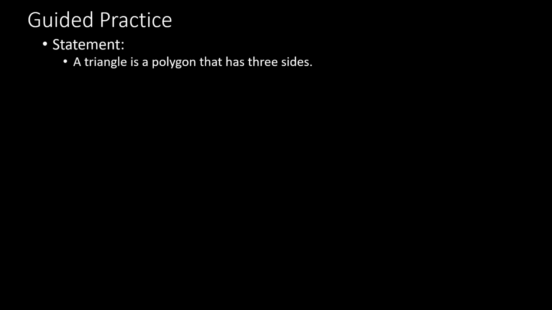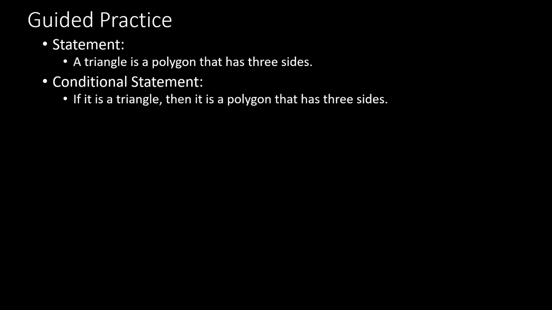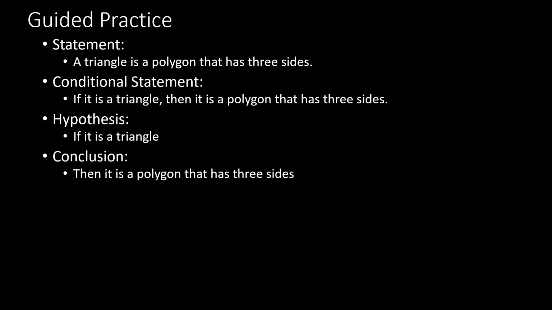So let's put this into practice. You can pause throughout this slide to practice writing some of these statements on your own. So here's a statement to try. A triangle is a polygon that has 3 sides. Try writing the conditional statement. Did you get something like, if it is a triangle, then it is a polygon that has 3 sides? If so, good, you're on the right track. The hypothesis is if it is a triangle, and our conclusion, then it is a polygon that has 3 sides.